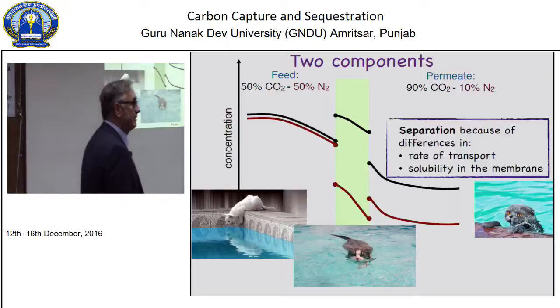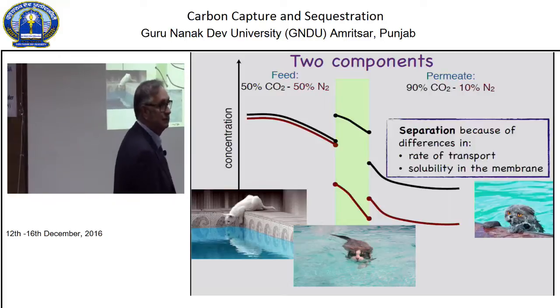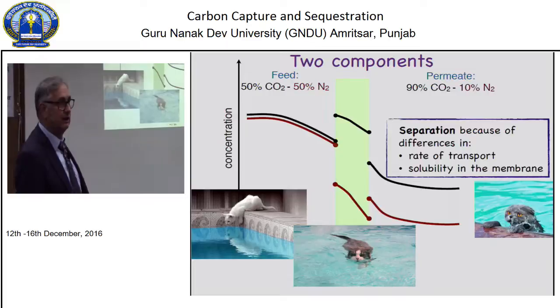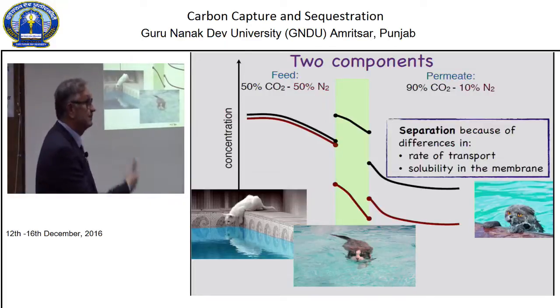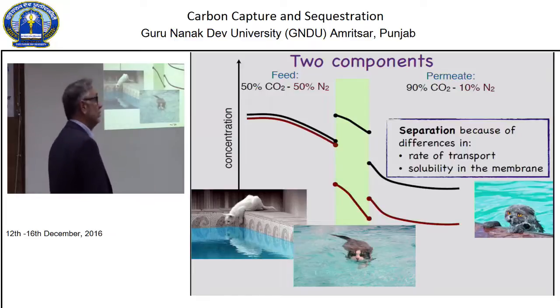In most polymeric membranes, the diffusion coefficients are very similar. And it's really the solubility that matters, hence my illustration with the cat. And so most of membrane science is aimed at enhancing the solubility of CO2 inside the membrane. And the transports are more or less the same.